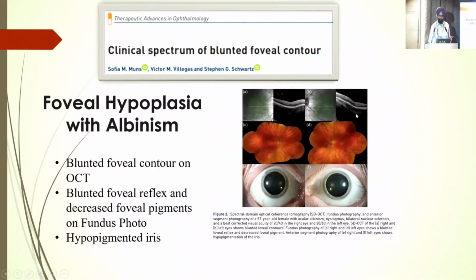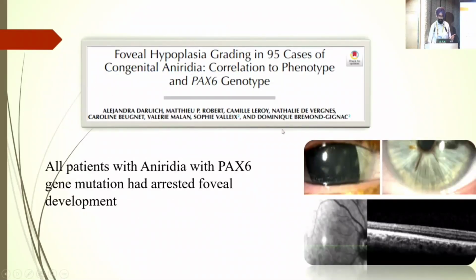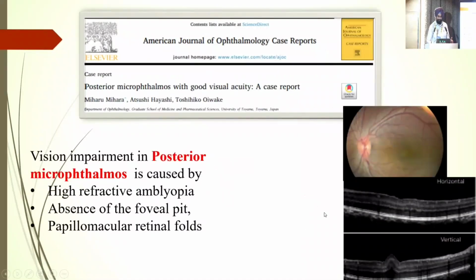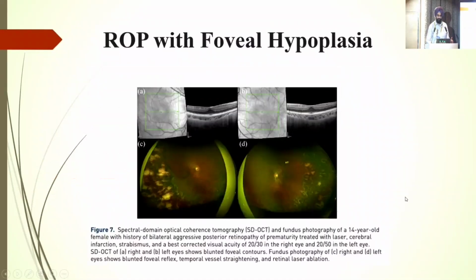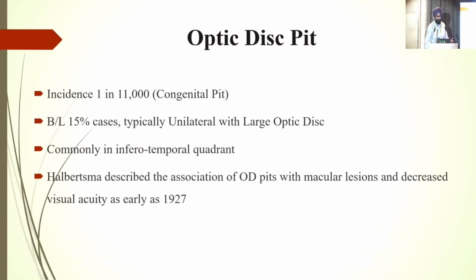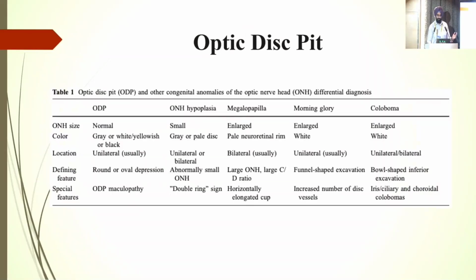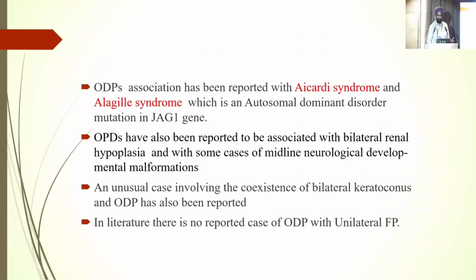As can be seen, the foveal contour is not noted on OCT. In patients with aniridia with PAX6 anomaly, the foveal contour is absent. In posterior microphthalmos, again, the foveal pit is absent. In ROP, it can be seen post-laser. As for optic disc pit, the incidence is about 1 in 11,000. It's bilateral in about 15% of cases. The various differentials need to be distinguished from ONH hypoplasia, morning glory syndrome, and coloboma.